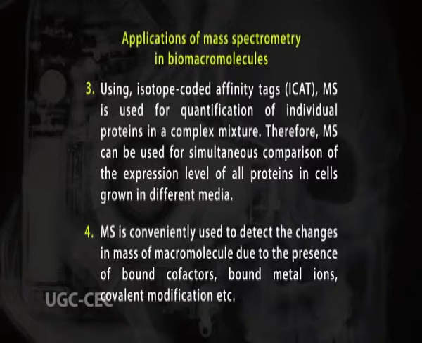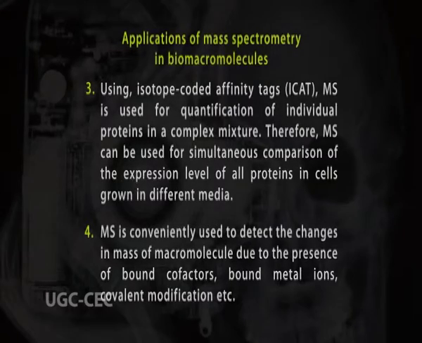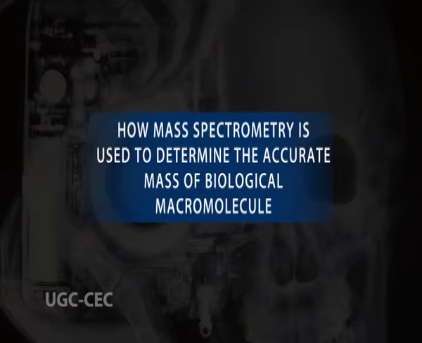Therefore, mass spectrometry can be used for simultaneous comparison of the expression level of all proteins in cells grown in different media. Mass spectrometry is conveniently used to detect the change in the mass of a macromolecule due to the presence of bound cofactors, bound metal ions, covalent modification, etc. Now let us discuss how mass spectrometry is used to determine the accurate mass of biological macromolecules.